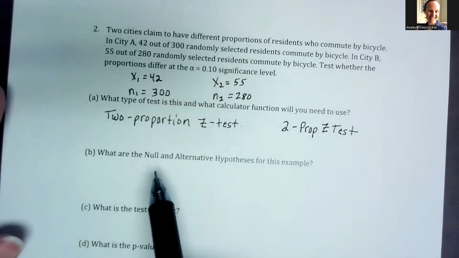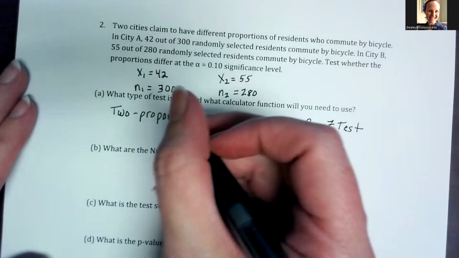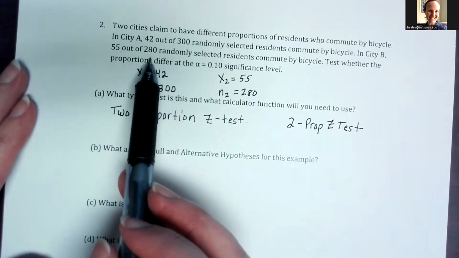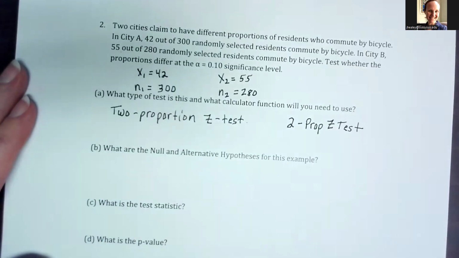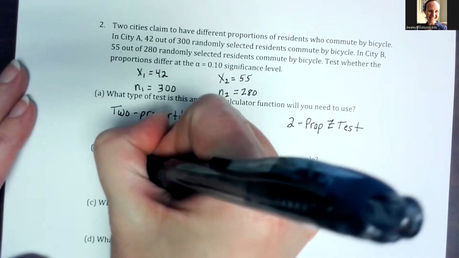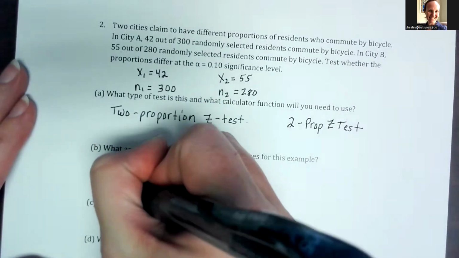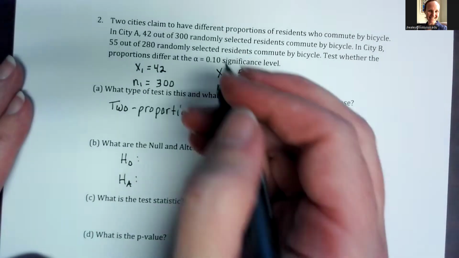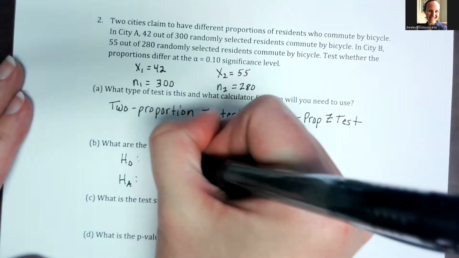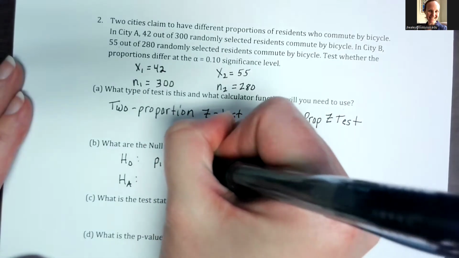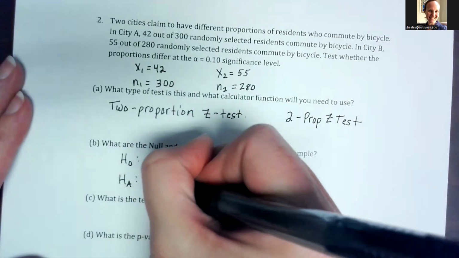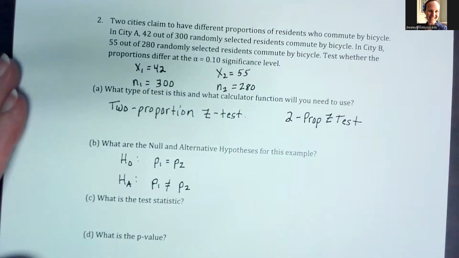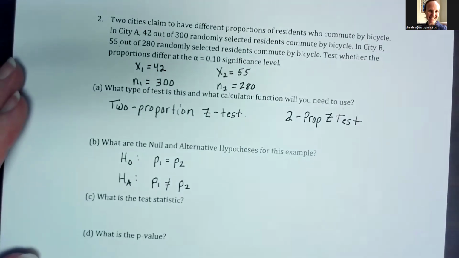Our null and alternative hypotheses, since we're talking about proportions, I'm reading again, and it just says test whether the proportions differ. Doesn't say one's bigger than the other. So our null and our alternative hypotheses are just going to have an equal sign and a not equal to sign. So null hypothesis is that P1 is equal to P2, and the alternative hypothesis is that P1 is not equal to P2.